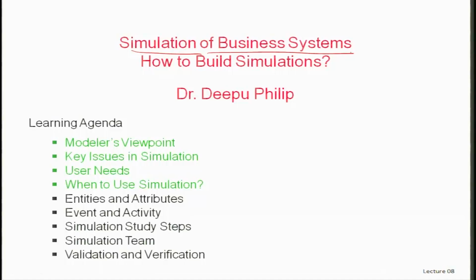Good evening, students. Welcome once again to the course on simulation of business systems, and we were discussing the topic of how to build simulations, and we have already seen one part of this lecture. The lecture that we have already seen is the modeler's viewpoint, why it is important to have the viewpoint and why it is important to understand that, what are the key issues related to simulation, and how different types of users have different user needs, and how depending upon these user needs the different simulation models are built. And then lastly, we talked about when to use a simulation, or what are the right scenarios in which the simulation is to be used.